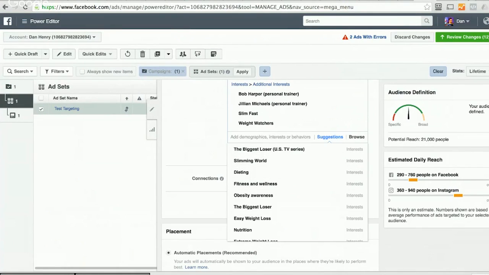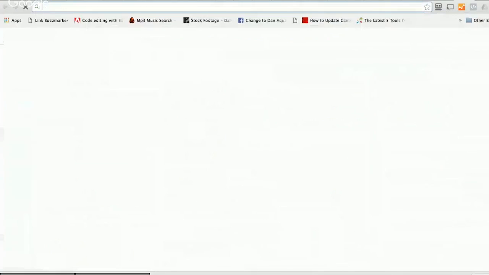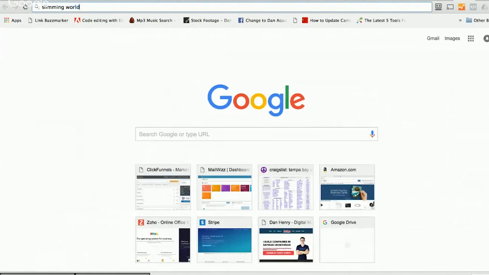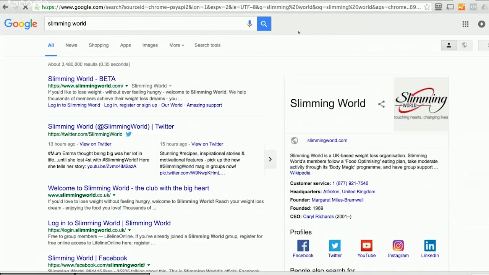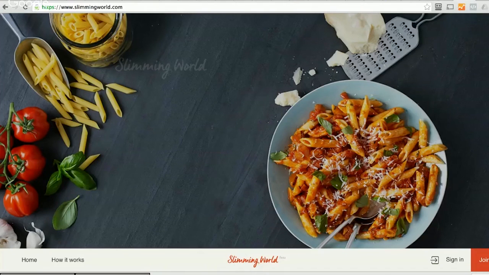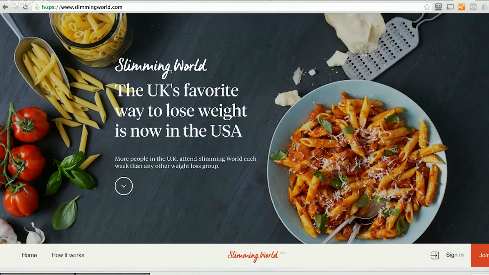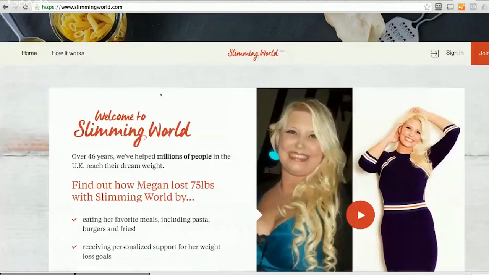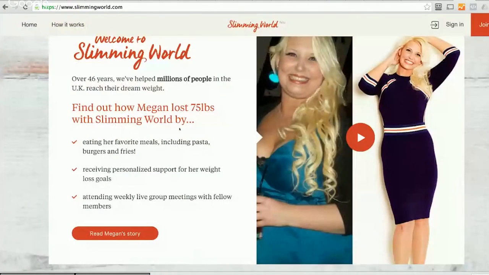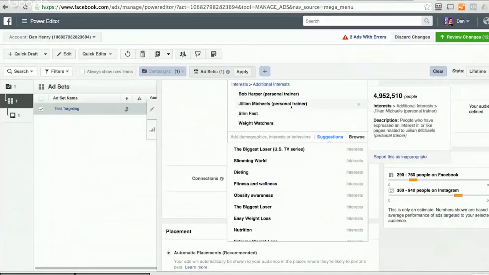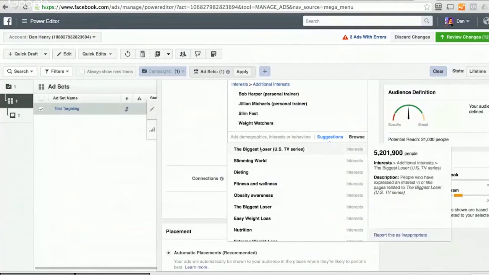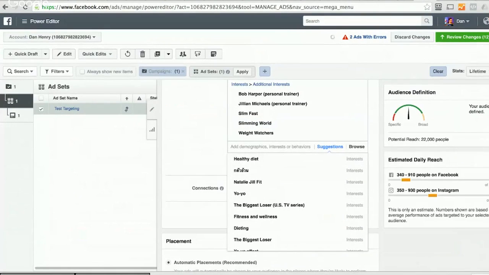So what is Slimming World? Okay, the UK's favorite way to lose weight. All right, oh, it's now in the USA. I was about to discount that, but it says now in the USA. So okay, same thing. I'll hit that. But I wonder, what are we at? We're at 21,000 people. Let me hit that. Okay, it only added 1,000, probably because they're mainly in the UK. Whatever.